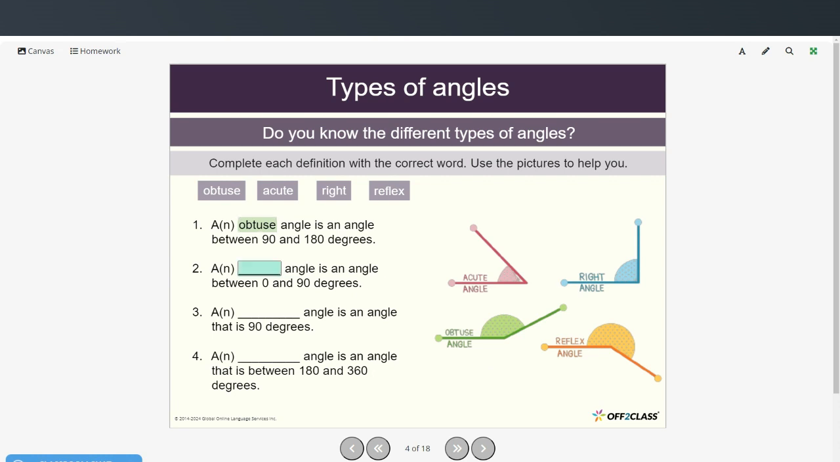An acute angle is an angle between 0 and 90 degrees. So it's less than straight up and down, but it's not 0, no angle. Okay. A right angle is an angle that is 90 degrees. And a reflex angle is an angle that is between 180 and 360 degrees.